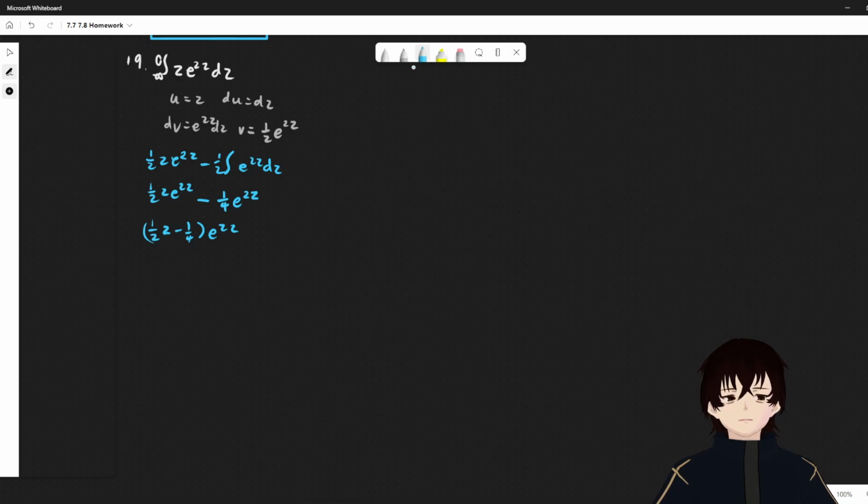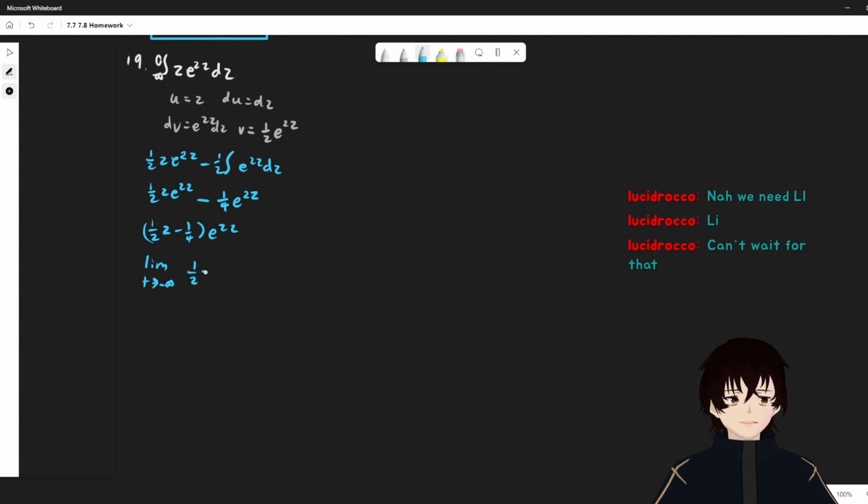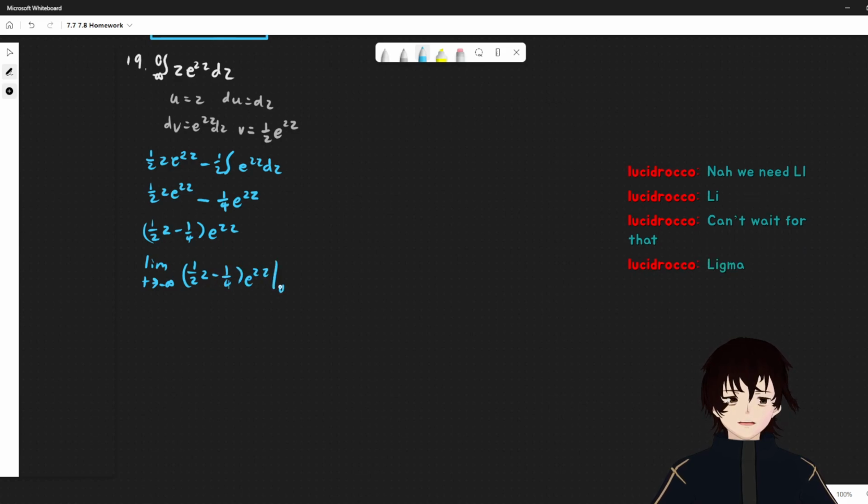And what was I doing? Oh, I was solving for limits. So this is the limit as t approaches negative infinity of 1/2 z e to the 2z minus 1/4 e to the 2z from 0 to t.